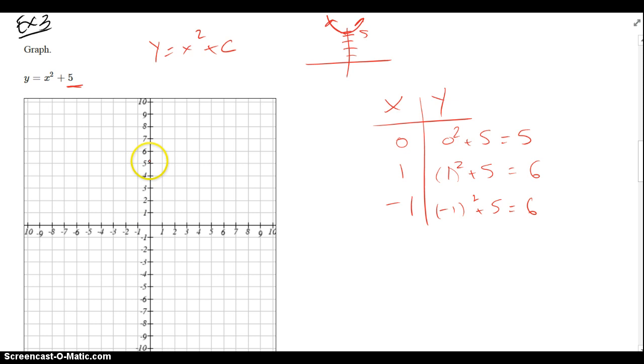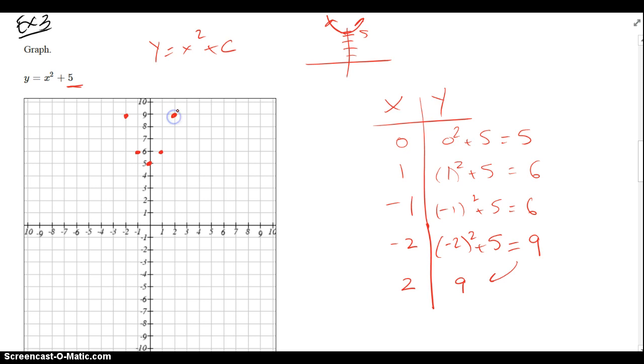So let's go plot those. 0, 5, as I had suspected, because it's a parabola shifted up 5 units. 1 and 6, and then negative 1 and 6. And I'm going to plot some more points just because I want a more accurate graph. I'm going to put a negative 2, and that's going to give me a 9, it looks like. And I know that a positive 2 should also give me a 9, because it's the exact image on the other side of the axis of symmetry, or the line that goes through the vertex.